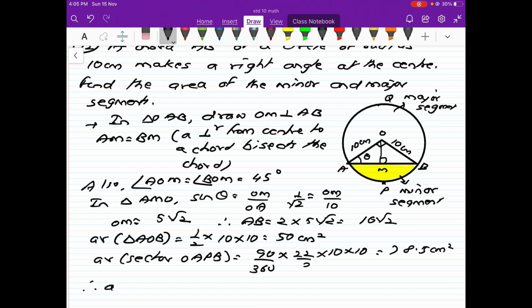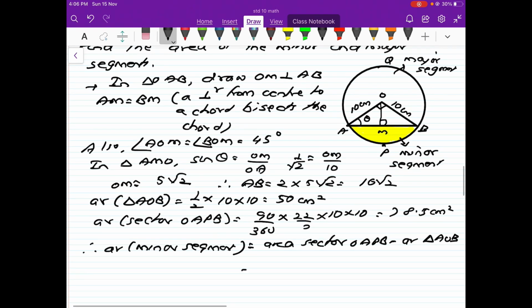So now the area of the minor segment is equal to the area of the sector OAPB minus the area of triangle AOB. So we are getting 78.5 minus 50 centimeters. So this is 28.5 centimeters square. So this is the area of the minor segment.